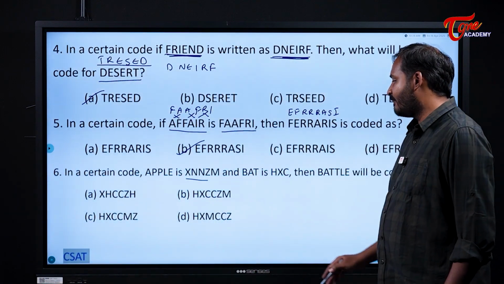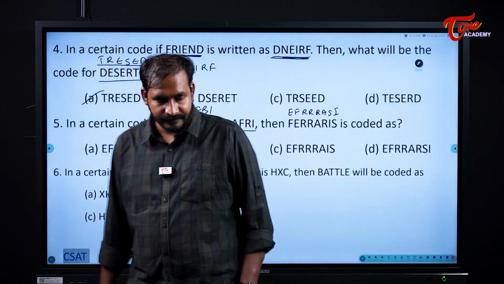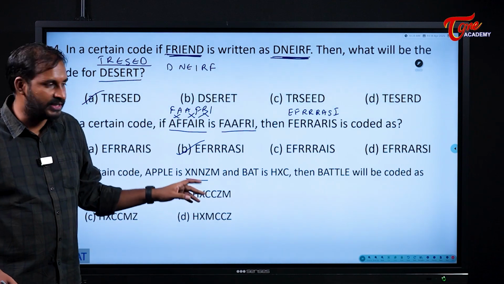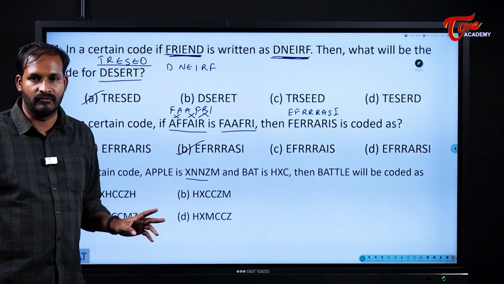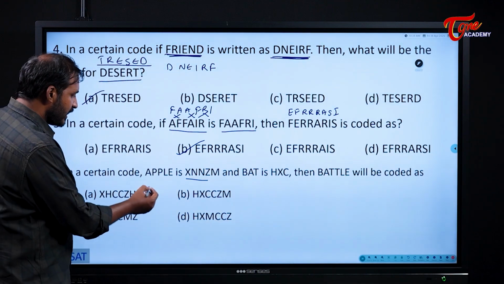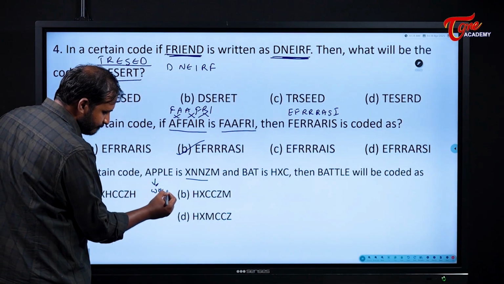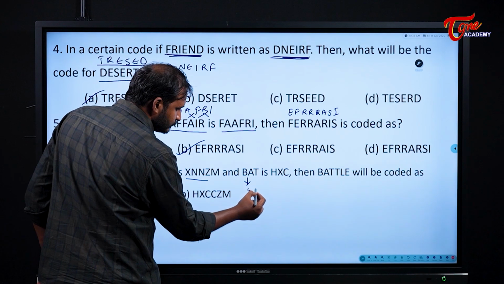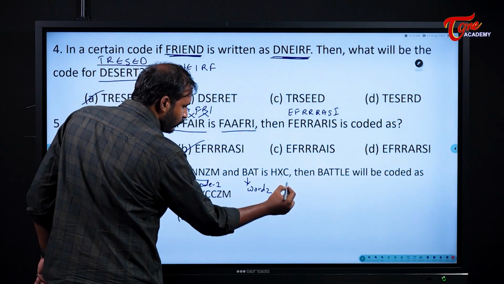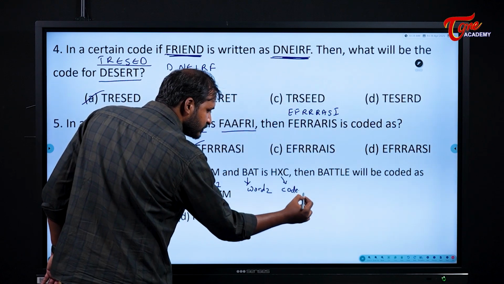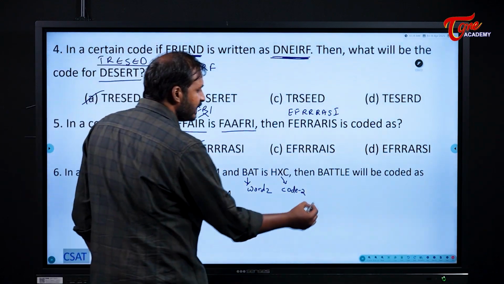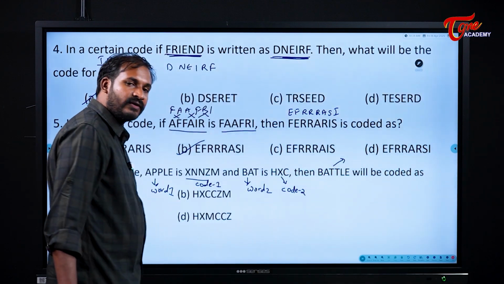In a certain code, apple is. Now see here, students. Till now, in all the previous examples, what we have observed is they gave us a word and they gave us a code word, and they asked us a code for a new word. But now please observe here. Here I have word 1, and here I have word 2, and here I have code 1, and here I have code 2. Two words and two codes were given here, and they asked us the code for the third word.